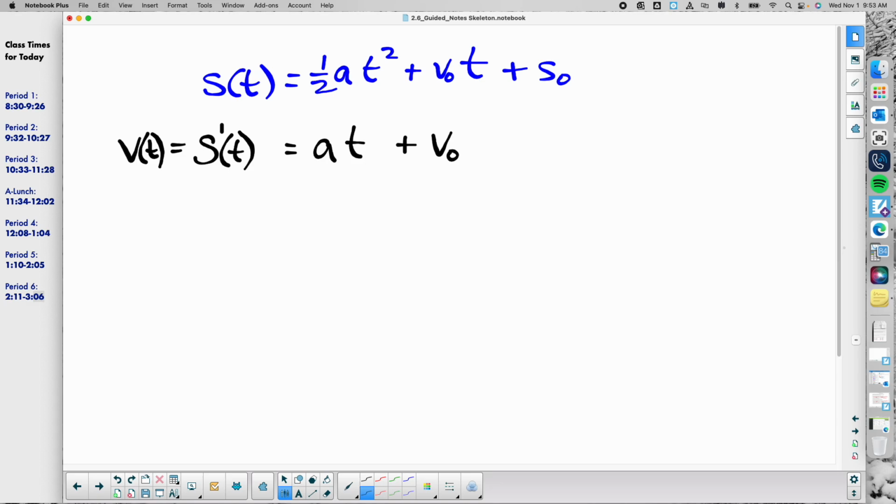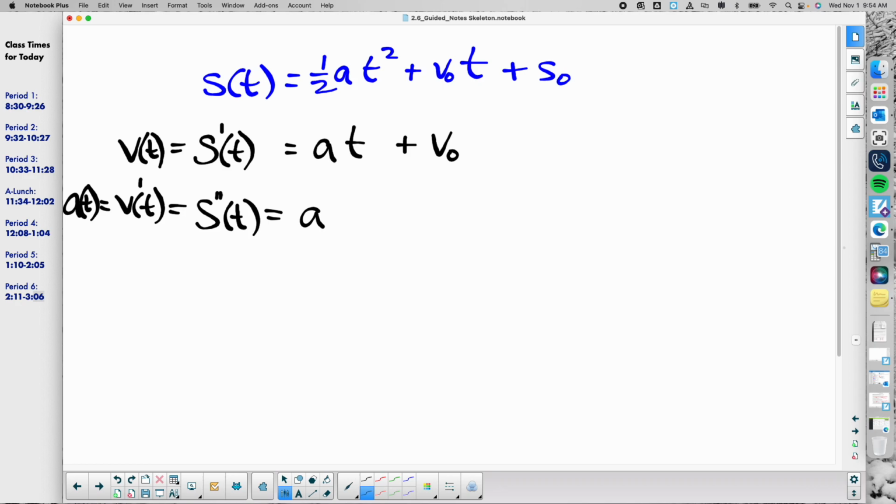And then, if I do the second derivative, we're talking about how fast velocities are changing. That's going to be acceleration. And the derivative of at is just a. Derivative of v0 is 0.